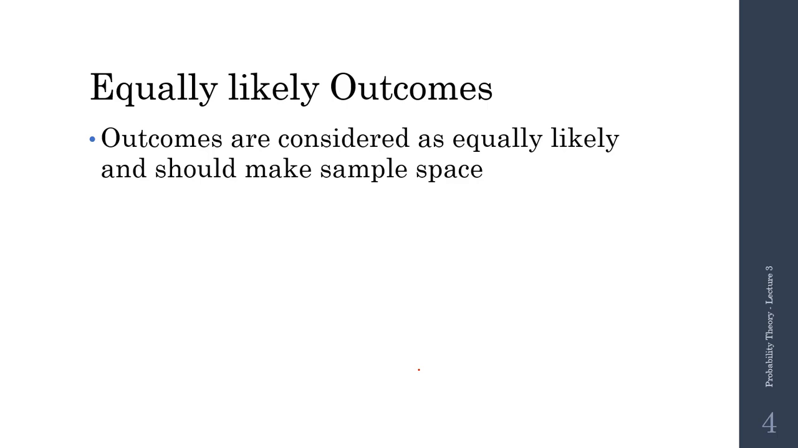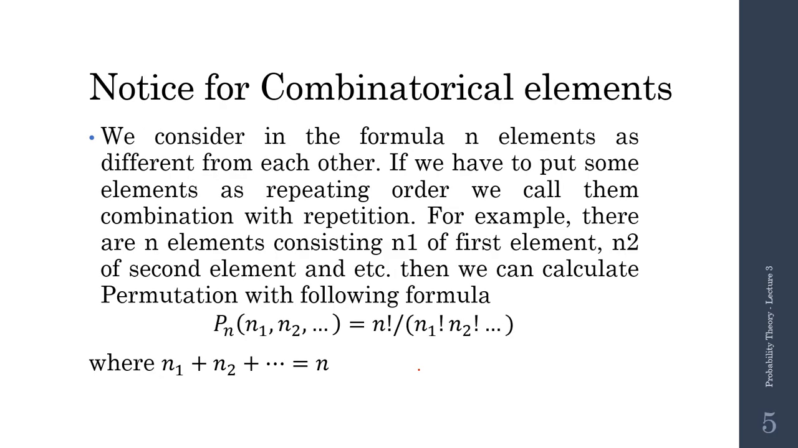Equally likely outcomes. Outcomes are considered equally likely and should make up the sample space. We've talked about sample space in lecture 1. We consider in the formula n elements as different from each other. If we have to put some elements in repeating order, we call them combination with repetition. For example, there are n elements consisting of n1 of the first element, n2 of the second element, and etc. Then we can calculate permutation with the following formula.